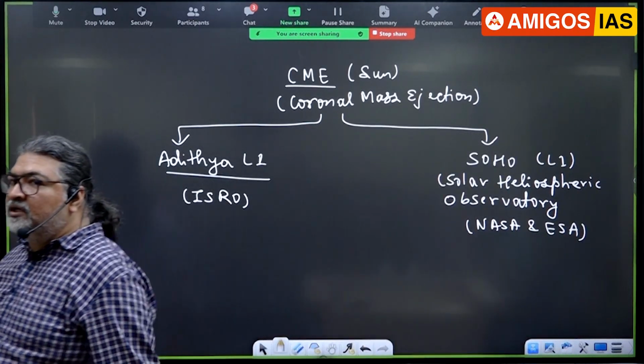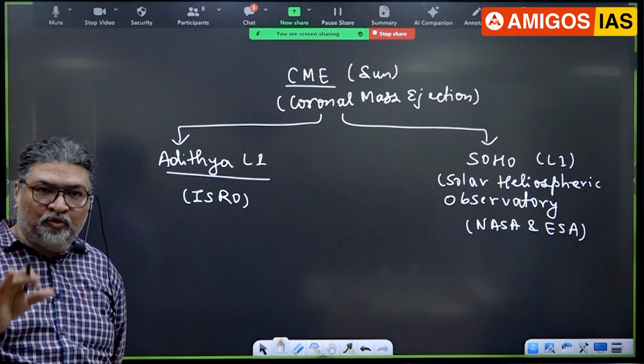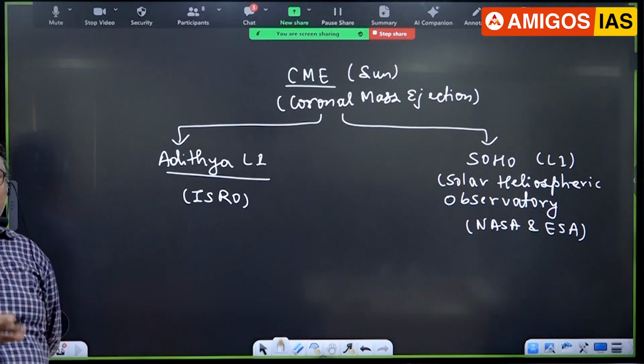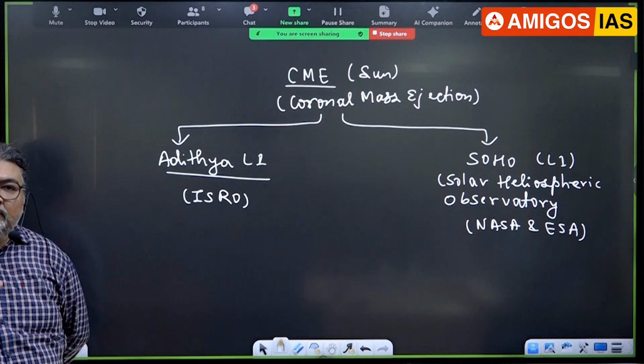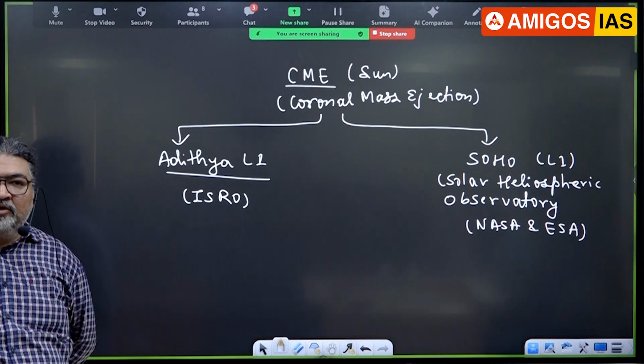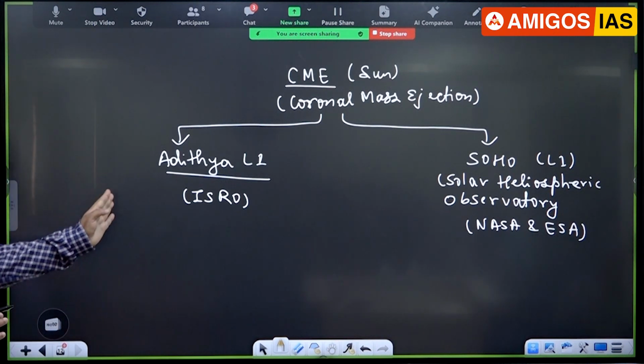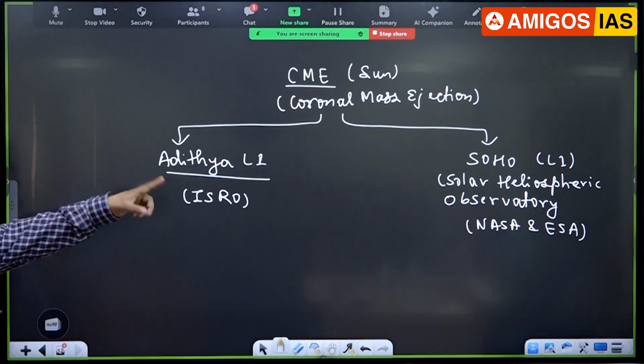So if you look at Lagrange point 1, there are only three: the US, the European Space Agency (European countries as a group), and third is India. Both are for studying coronal mass ejection, CME, solar flare, and solar wind. So that was making a headline here. We have already covered the Aditya mission, but SOHO, just keep it in mind.